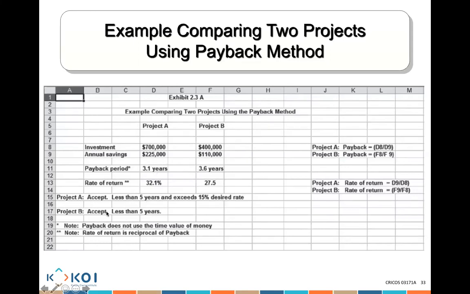Why? Because they both are going to give me a return back in less than 5 years, and that was one of the criteria in this example. And it is exceeding the rate of return of 15% that we would like to get. But you see, this is basically very simply looking at how long it is going to take us to get the money back.